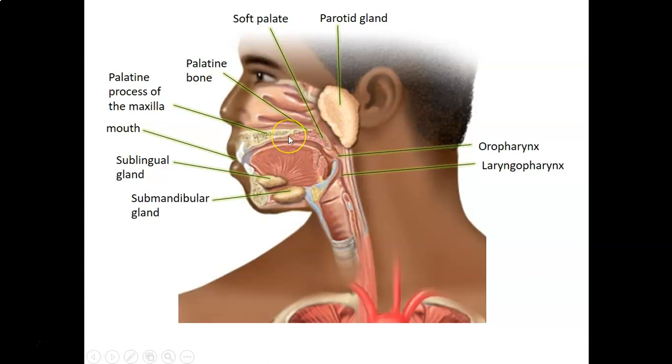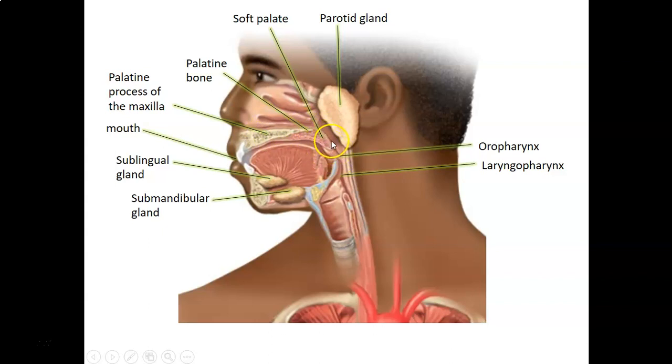The hard palate is made up of the palatine process of the maxilla, which is the upper jaw. There's a process that sticks outward from the upper jaw that's called the palatine process, and also the palatine bones, which are a separate bone behind the palatine process of the maxilla, but that are both part of the hard palate. Then you have the soft palate here, which is just made up of tissue, and then hanging down on the back is the uvula.